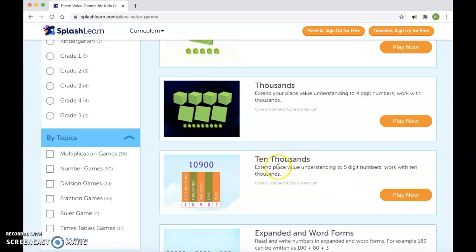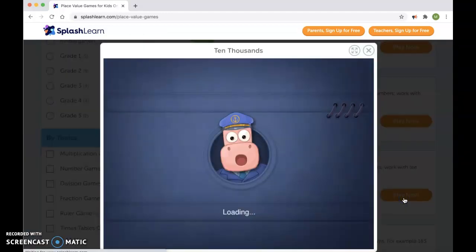So let's pick a game, 10,000s. It gives you a brief description, it lets you know it covers Common Core standards, and a simple image. Let's play.